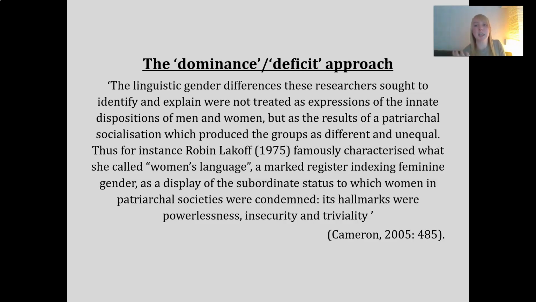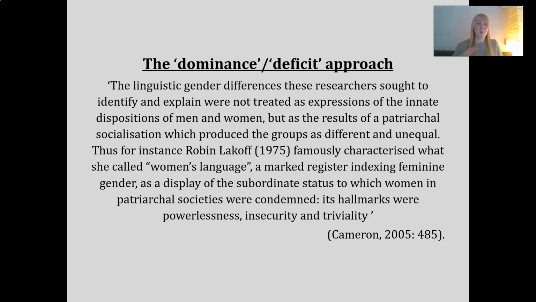She says the linguistic gender differences these researchers, so she's talking about people like Robin Lakoff, sought to identify and explain, were not treated as expressions of the innate dispositions of men and women, but as the results of a patriarchal socialization which produced the groups as different and unequal. So patriarchal means a society which has been designed for, or is largely still controlled and run by men.